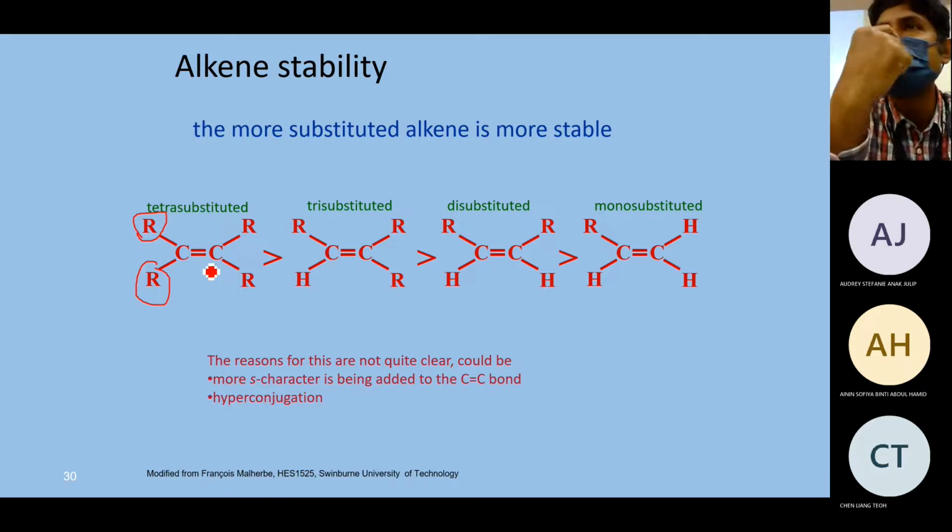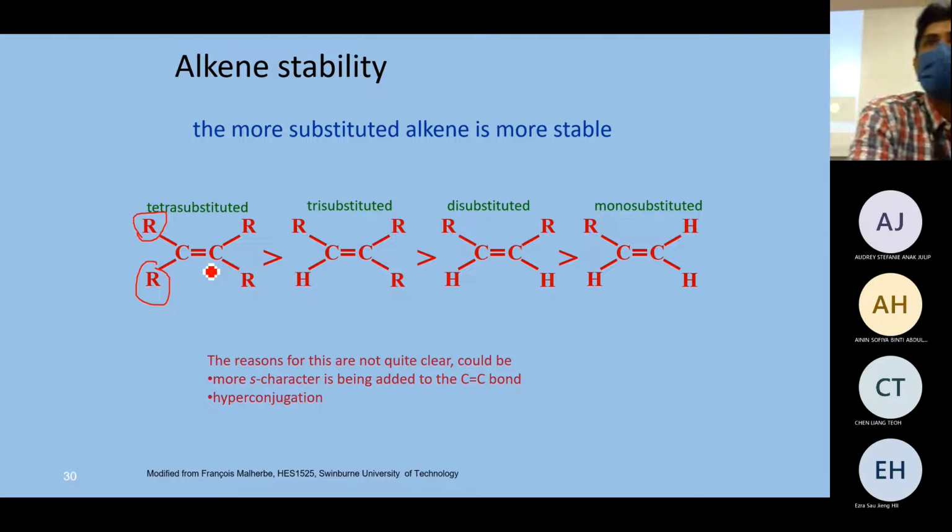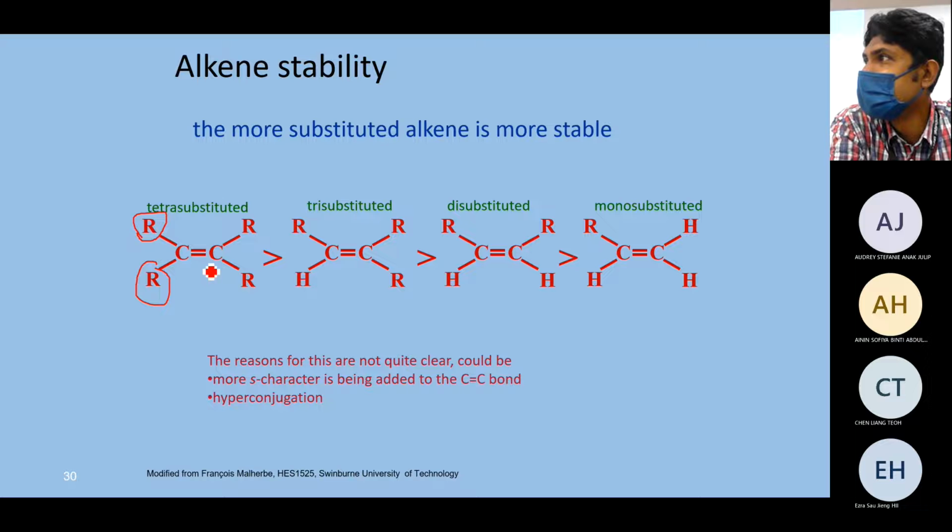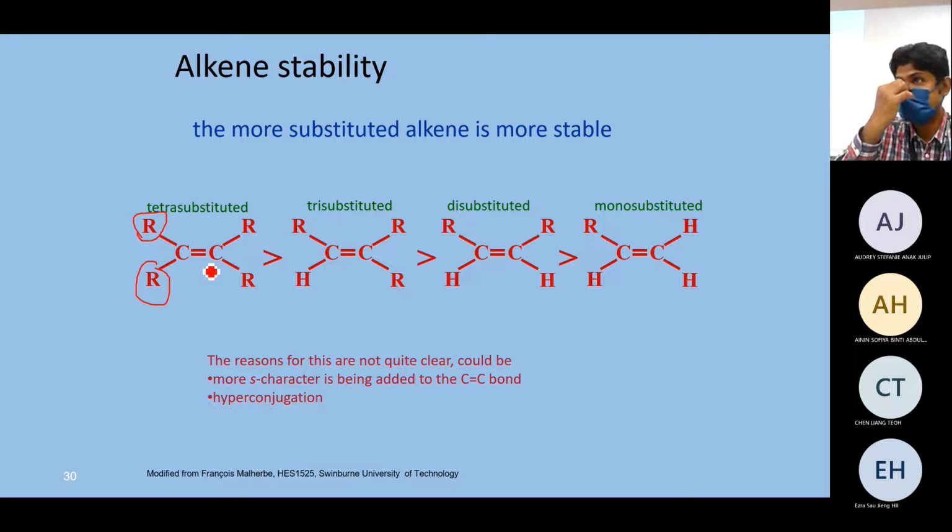What is stability? What does it mean? So my question to everyone: what is stability? What does stability mean to you, or what do you understand from this? What is stability then?